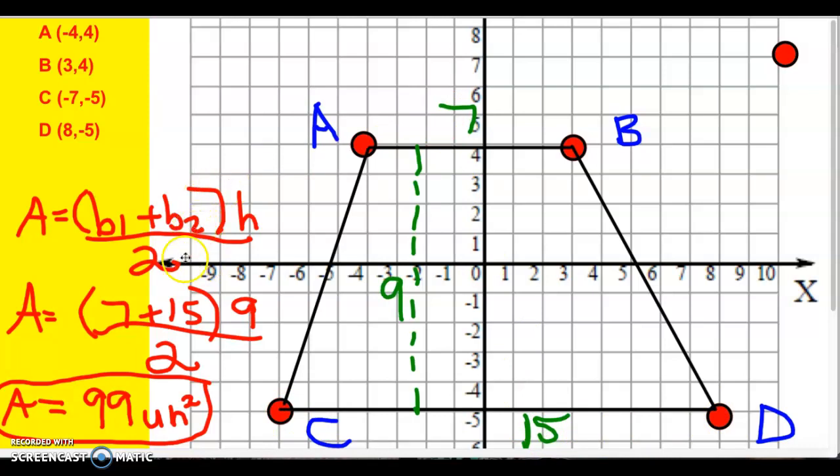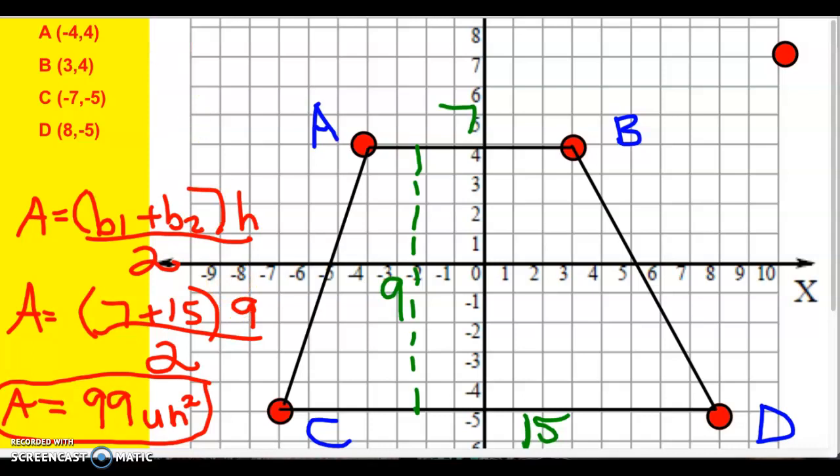So here's my formula. I add 7 plus 15, that's 22. Then I multiply 22 times 9. When you multiply 22 times 9, you get 198. When you divide 198 by 2, you get 99, and it's units squared because it's area.